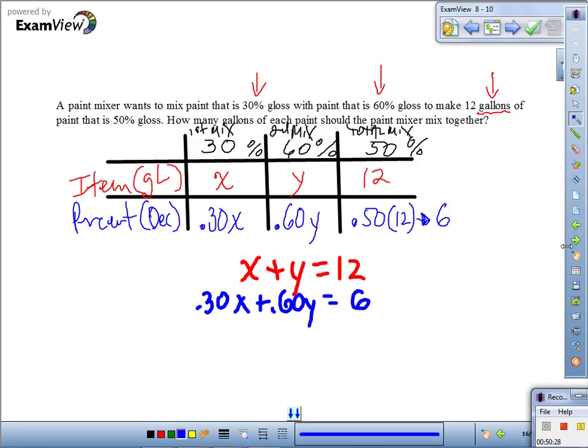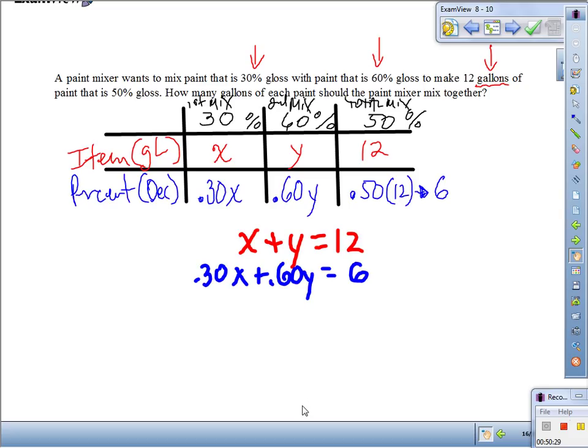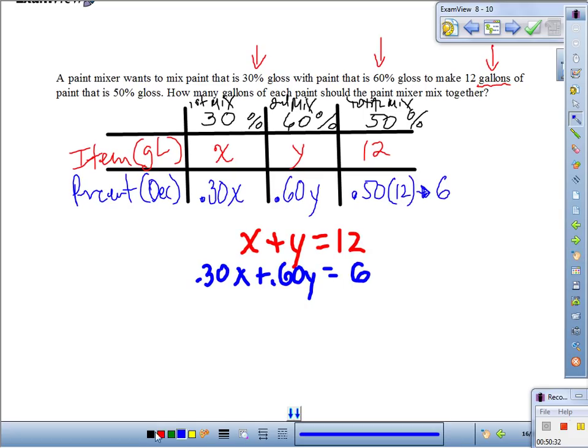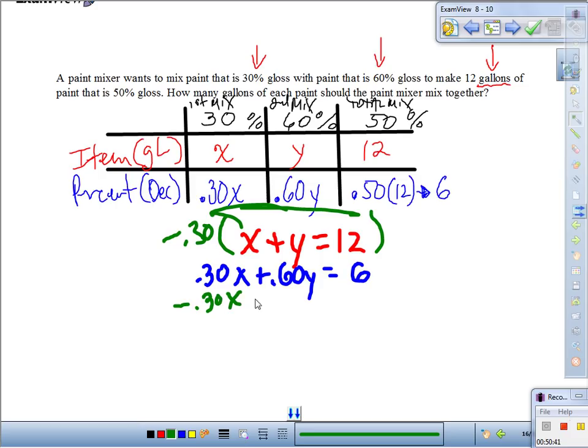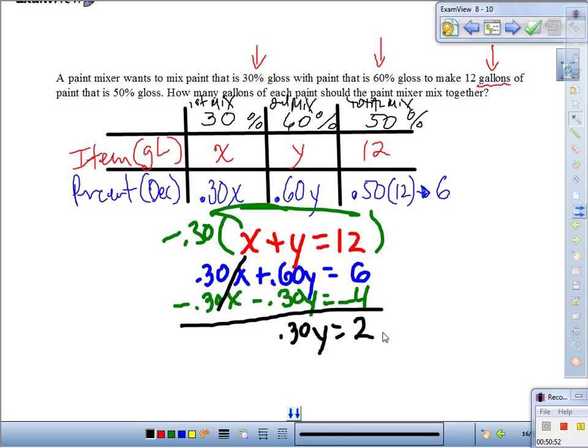Here we go. So, from there, some of you eliminated the x, so I'm going to multiply times negative 0.30. So this is negative 0.30x, negative 0.30y equals negative 4. From there, these cancel. We're left with 0.30y equals 2.